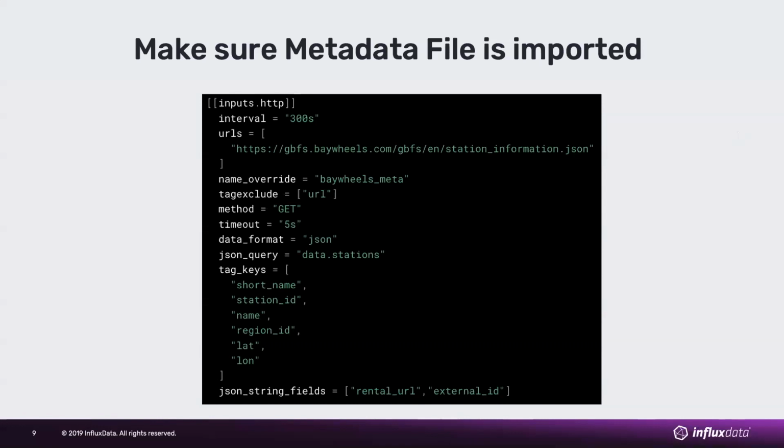I mentioned that Oakland, San Francisco, and San Jose are covered. Those are the main regions. I think Berkeley is one of the regions as well. And so those you would label as your tags. And since this is metadata, there is a lot more string information than integer information. So that's something that you would indicate as well in your Telegraf plugin.